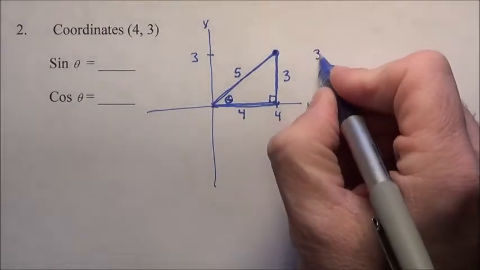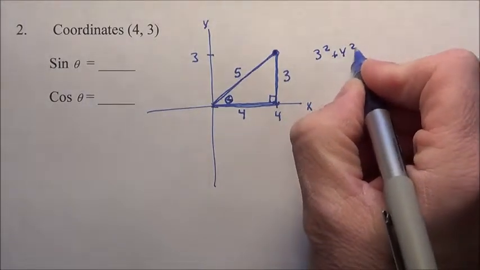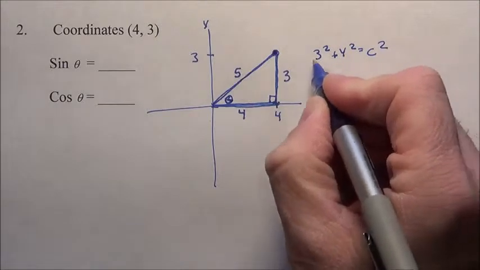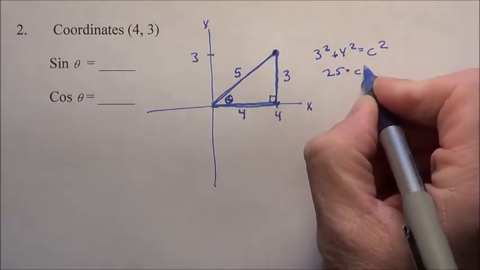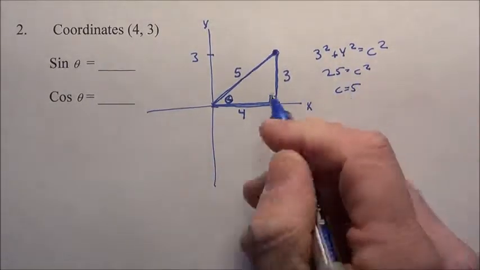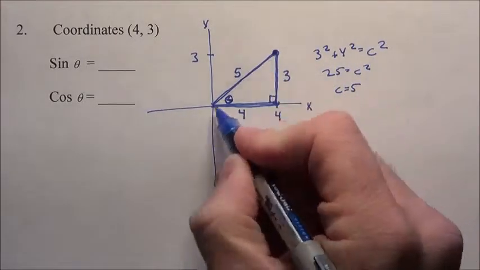If you don't believe me, look: a squared plus b squared is going to equal c squared. 9 and 16 is 25. 25 equals c squared, so c has got to be a 5. So there's the Pythagorean theorem done for you. You can see it's a 5.